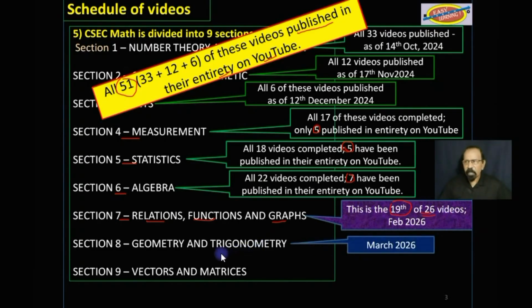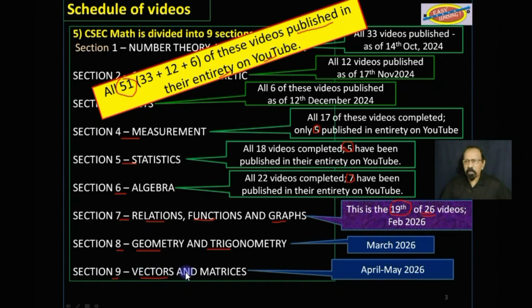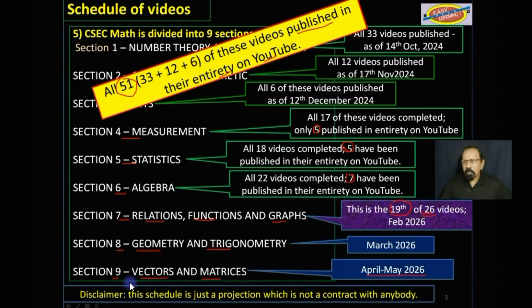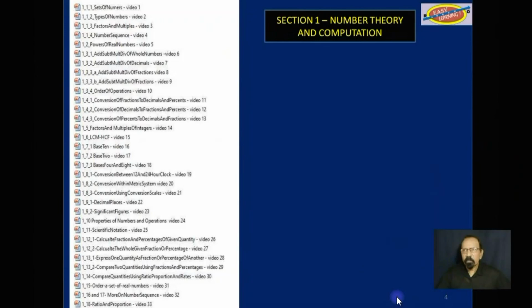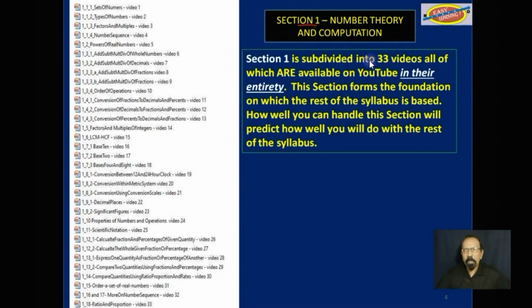And of course, after that, we still have to consider section 8, geometry and trigonometry, and finally, section 9, vectors and matrices. Hopefully by April, May 2026, this syllabus will be completed. Disclaimer down here: this schedule is just a projection, and it is not to be interpreted as a contract with anybody.